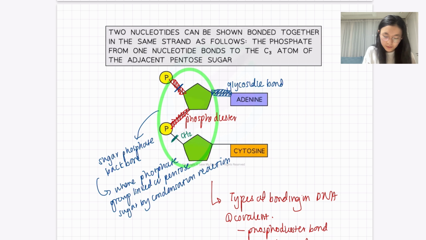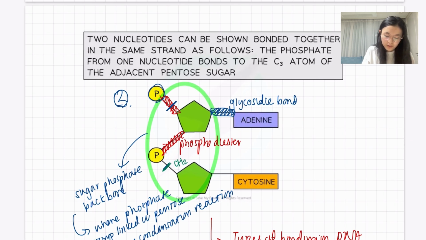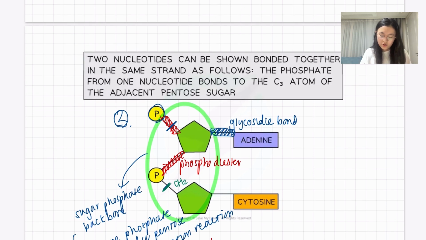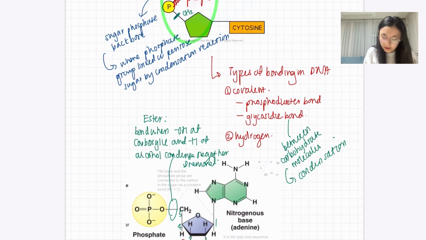This is the part that I was talking about earlier, in terms of the bonding that forms between each of these components. Between the phosphate group and the pentose sugar, we get a phosphodiester bond, and between the pentose sugar and the nitrogenous base, we get a glycosidic bond. Let's dive further into what these bonds each look like.